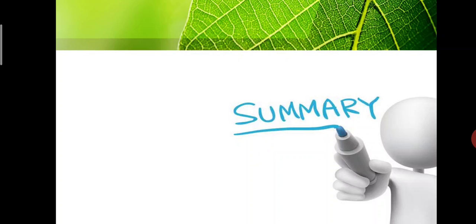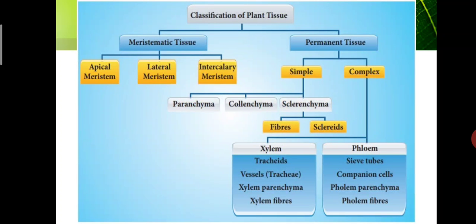So let us summarize what we studied today. In today's class we saw plant tissues in detail, that is meristematic tissue. We saw apical meristem, which is present at the top of the shoot, lateral meristem, which is present at the sides, and intercalary, which is present in between. Then permanent tissues, which are tissues that have stopped growing completely, that is simple and complex. In simple we saw parenchyma, collenchyma and sclerenchyma. Under sclerenchyma we saw sclerites and fibers. And in complex tissue we discussed the xylem and phloem.